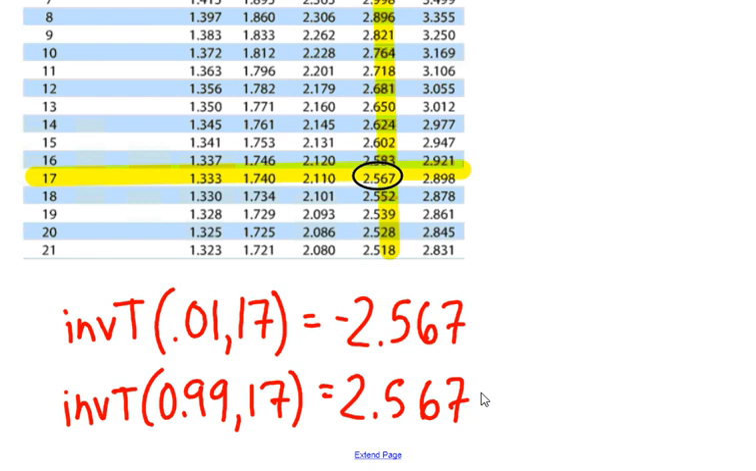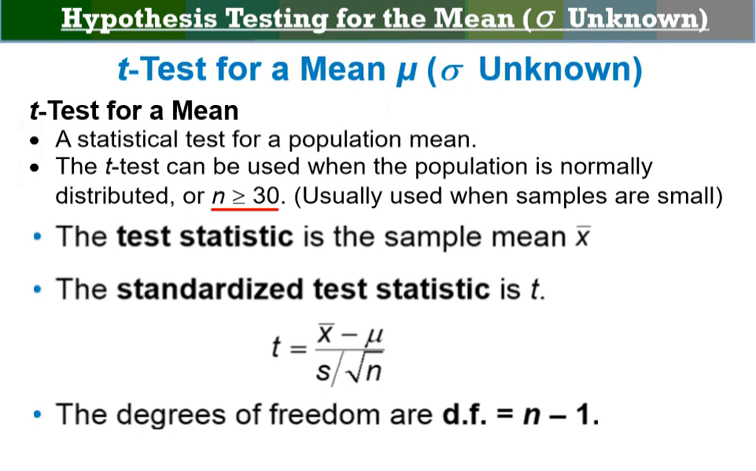Either way you do it's fine. You just have to be able to understand how each one works. That's how you find the critical t-scores or t-values if you were going to be using rejection regions. We're going to be interpreting p-values.